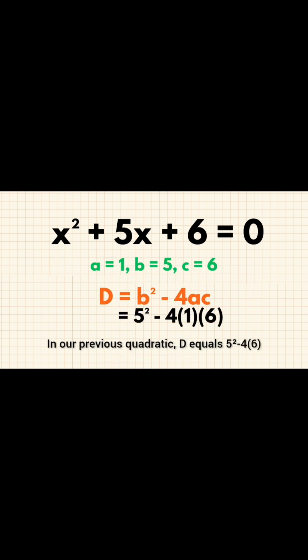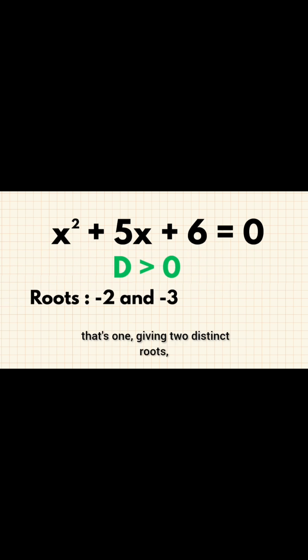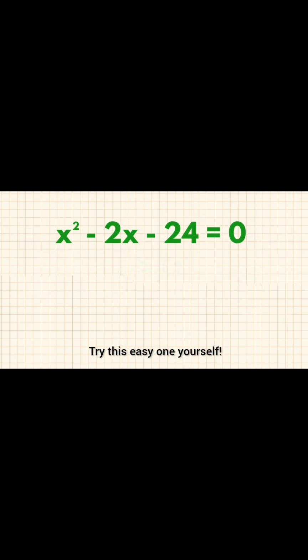In our previous quadratic, d equals 5 square minus 4 into 6. That's 1, giving two distinct roots. And it's true, since the roots were -2 and -3. Try this easy one yourself.